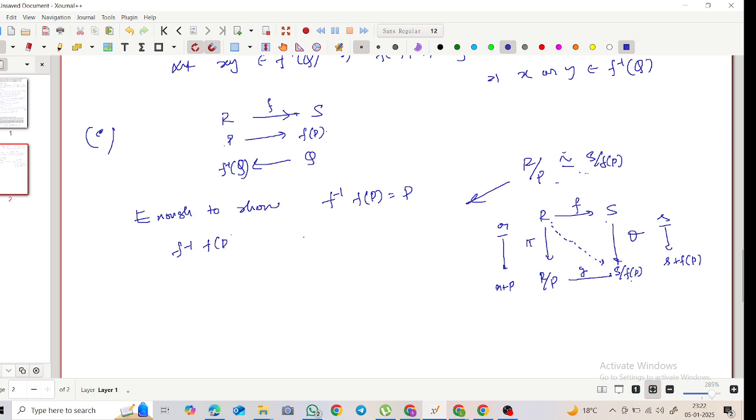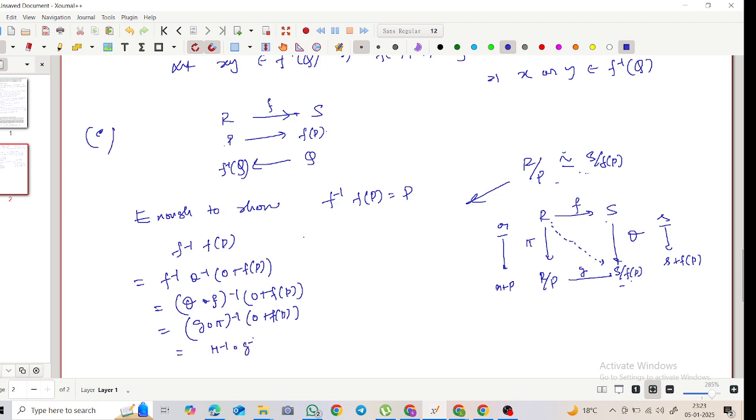F inverse of Fp, which is F inverse theta inverse of 0 plus Fp, which is theta compose F inverse of 0 plus Fp. Okay, so what is theta compose F? That is G compose pi. So G compose pi of pi inverse of Fp. This is pi inverse compose G inverse of 0 plus Fp.